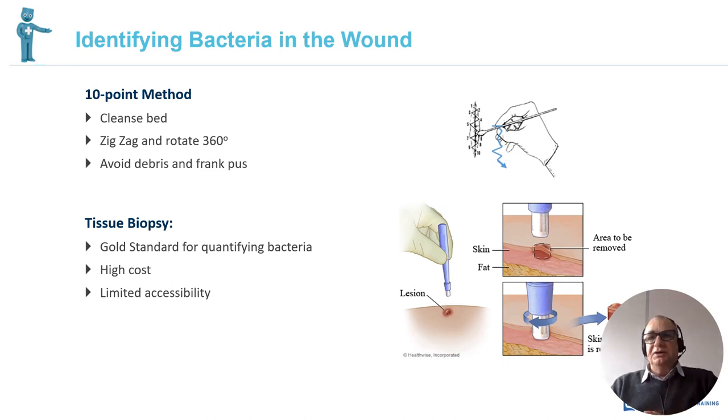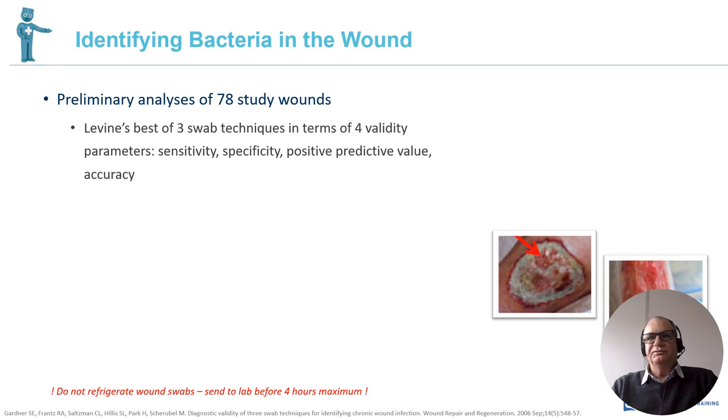Tissue biopsies are considered the gold standard. However, these are quite costly. Usually use tissue biopsies mostly to eliminate or confirm malignancy in the wound.